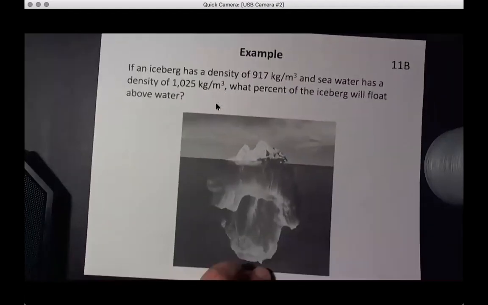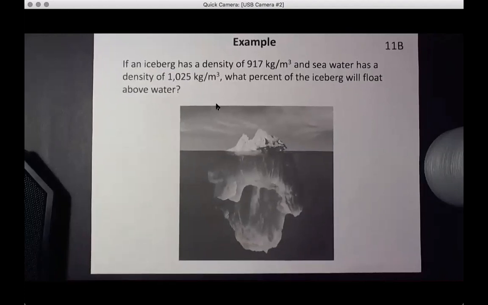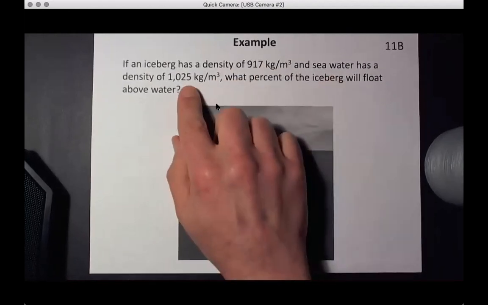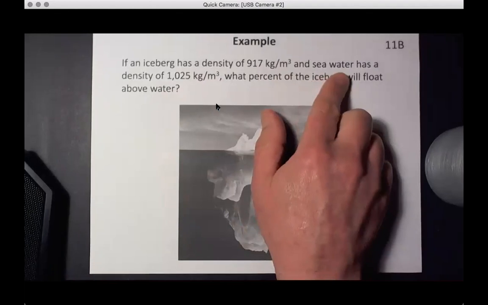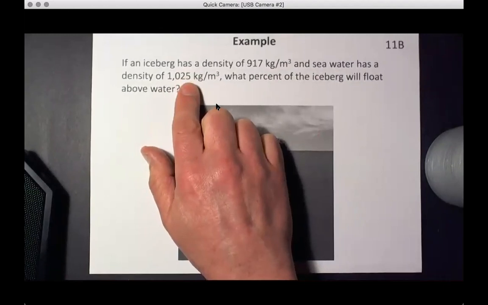And the next thing to do is an iceberg. So an iceberg has a density of 917 kilograms per meter cubed. Ice is less dense than water. Seawater is more dense than regular water. Regular water without the salt is 1,000 kilograms per meter cubed. When you dissolve salt in it, enough to make seawater, it increases the density just a little bit. Salt doesn't dissolve as much as sugar into the water, where it's a much bigger change.